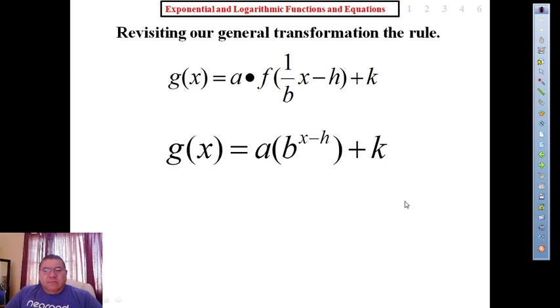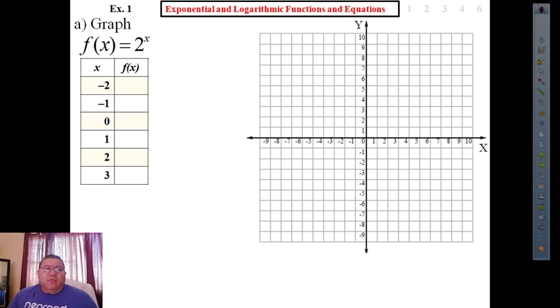Did everybody copy that? Yeah? All right, let's move on. Example 1. Part A says graph f of x equals 2 to the x power. We are given the table with domain -2, -1, 0, 1, 2, 3, and then we have f of x, which we're going to fill in. Copy that. I'll give you some time. If you have graph paper, get that in front of you. If you don't, at least create a coordinate plane that looks something similar to that.